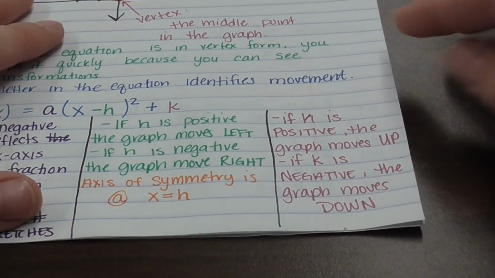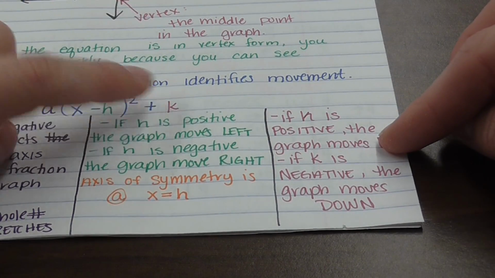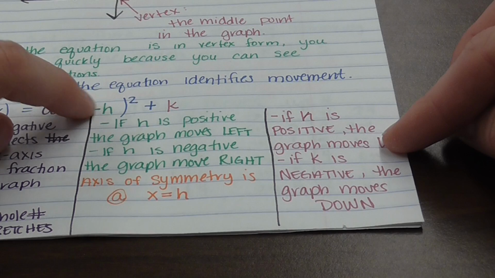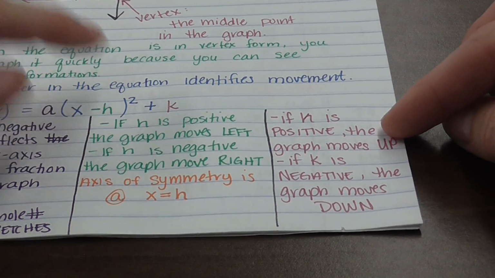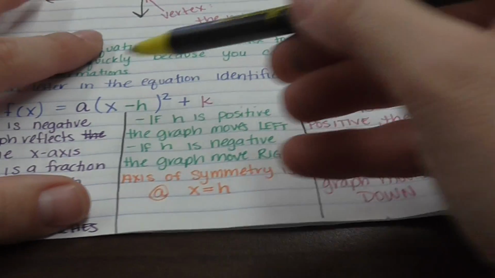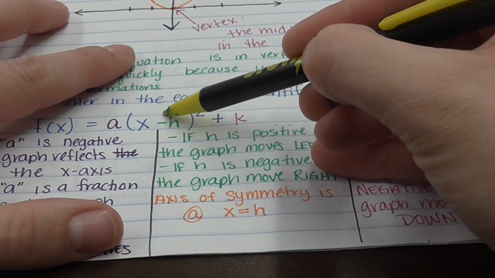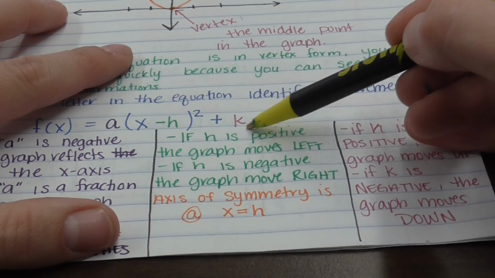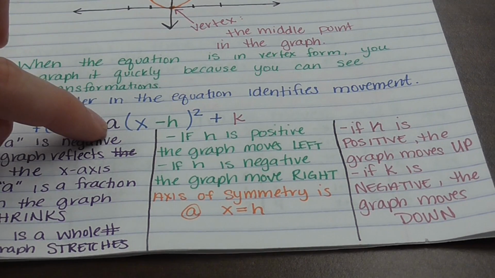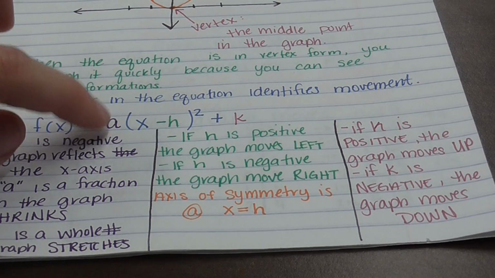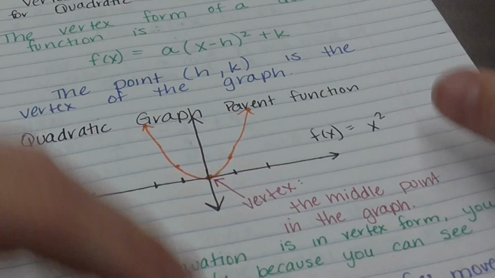The last thing that will affect the position of the graph is k. k is added on to the end. It's always outside of the parentheses. If k is positive, the graph moves up. If k is negative, the graph moves down. Simple as that. So inside the parentheses affects left and right. Outside the parentheses affects the up and down of the graph. a affects whether it's happy, positive, smiling up, or negative, sad, smiling down. Okay?